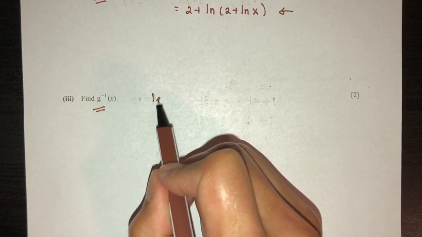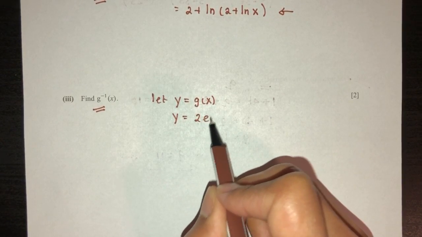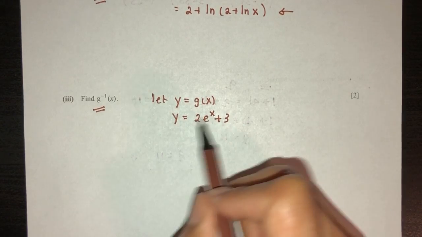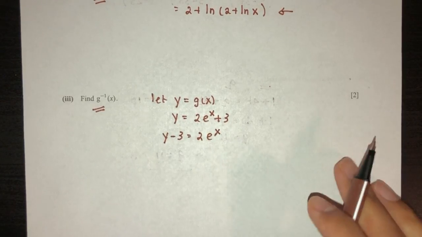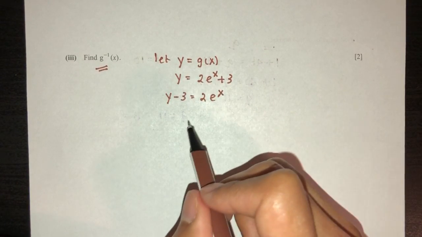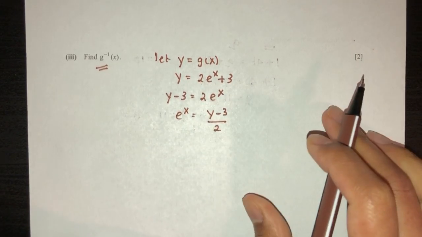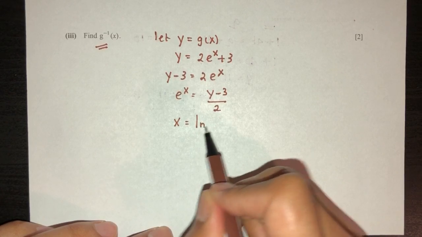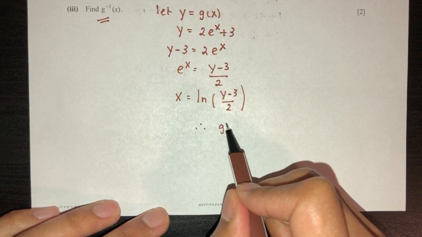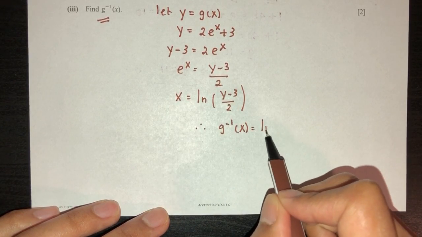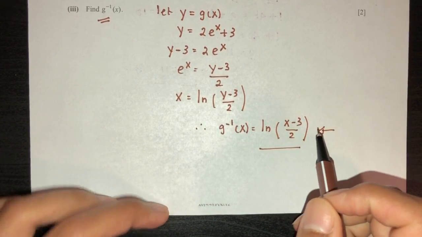So as always, we let y is equal to g of x. So y is equal to 2 exponential x plus 3. We send 3 over here, you will have y minus 3 is equal to 2e^x. Now we have to make x the subject of the formula. So e^x is equal to (y minus 3) divided by 2. So x is equal to ln((y minus 3) over 2). So you write down g inverse, it is in terms of x, so replace the value of y by x. Okay, that is the answer for the inverse of g of x.